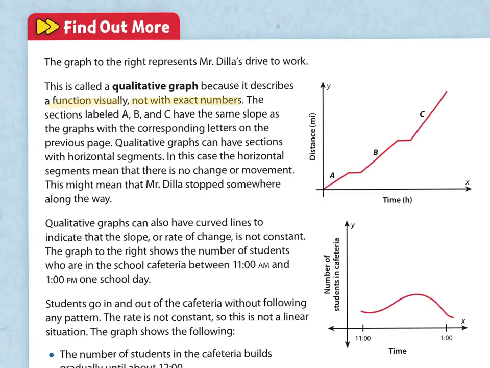And then the next part, it says qualitative graphs have sections with horizontal segments. So make sure that you have that highlighted as well. And whenever you have a horizontal segment, it's going to mean no change. In this case, we're talking about speed. So during that time, there was no change or movement. And those horizontal parts will be right here between A and B. So at the peak of A and B, and then at the peak of B and C.